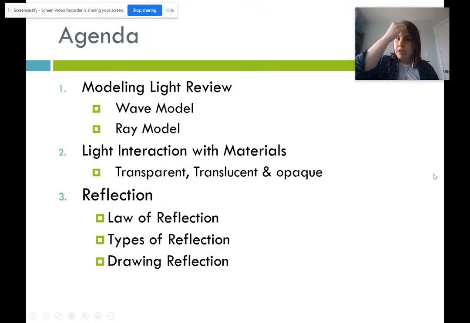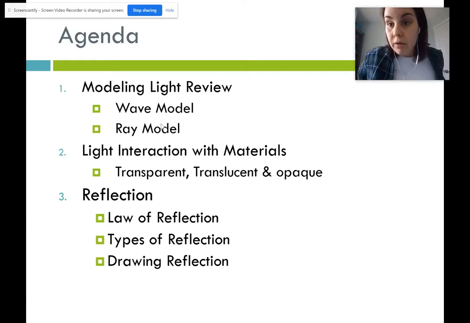So what we're going to do today, just a quick refresher on what we talked about yesterday in terms of the wave model of light, and then we're going to extend that to a new model called the ray model of light. We're going to talk about how light can interact with different types of materials, and compare and contrast transparent, translucent, and opaque materials, and then talk a little bit about reflection. So we're going to talk about the laws of reflection, different types of reflection, and how we draw it.